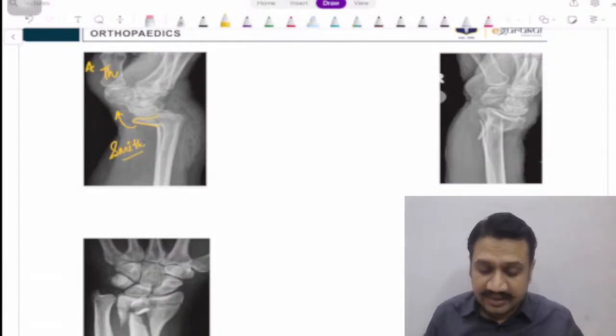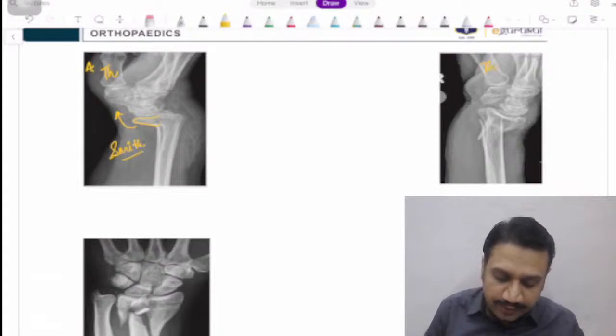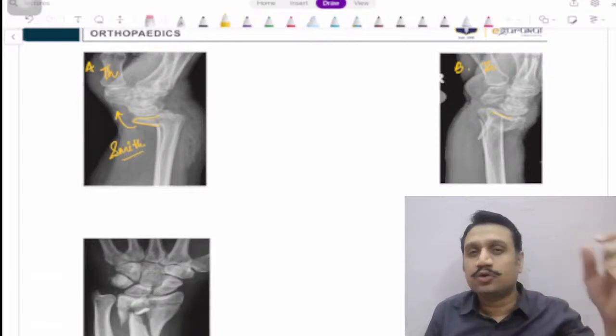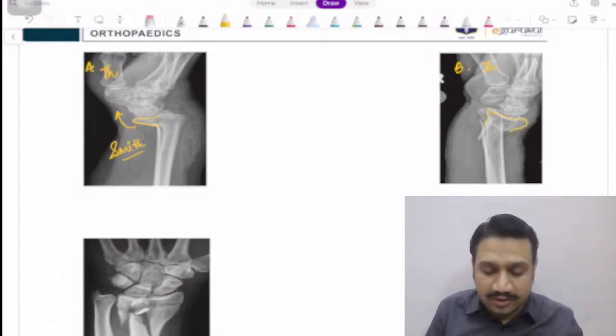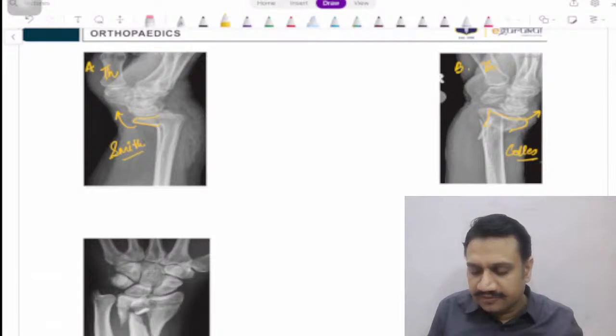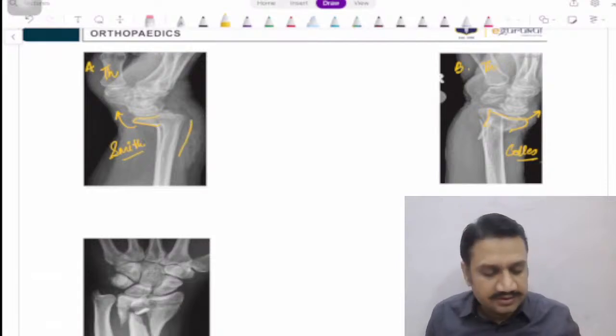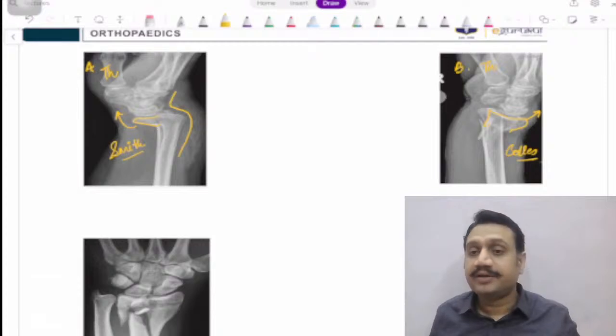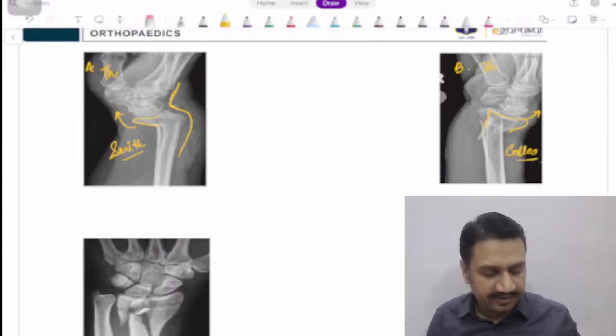Okay, no mistakes. And therefore this Smith, when it is getting a depression at the back, the fragment goes in front. This is called garden spade deformity. You all know this. And when you see the fragment having a hump on the back, this is called the dinner fork deformity.